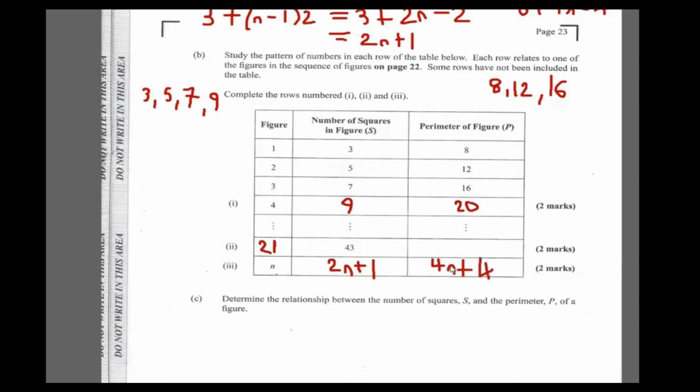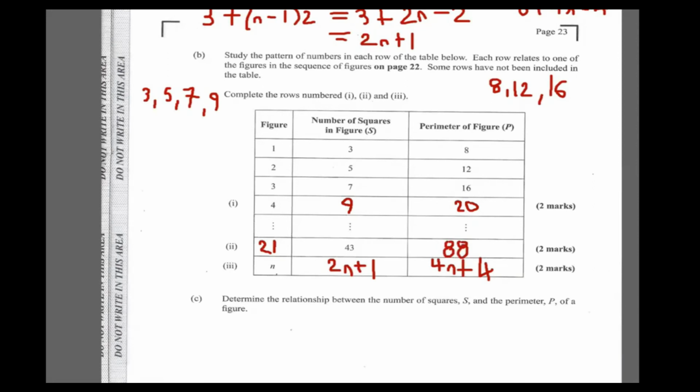Let's look at how you know that this formula is right. When n is 1, you get 8. When n is 2, 4 times 2 is 8, 8 plus 4 is 12. When n is 3, you get 16. When n is 4, you get 20. So when n is 21, you get 4 times 21 is 84, 84 plus 4 is 88. This is 88. Nice.